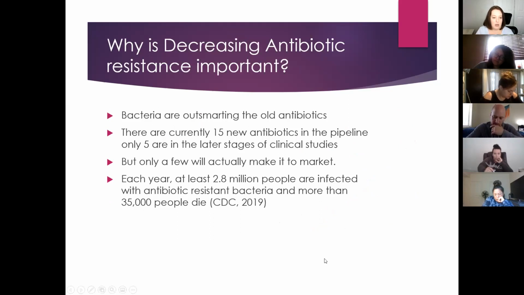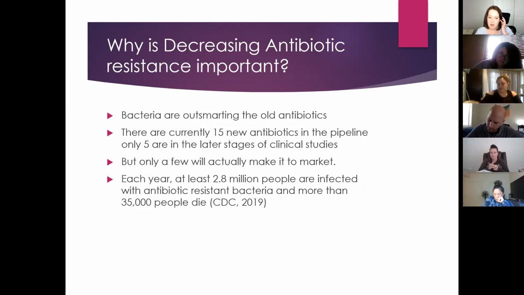So talking about sepsis and bacterial infections, we worry about antibiotic resistance because the bacteria are outsmarting us and the old antibiotics. So when a bacteria is introduced to an antibiotic, it starts to mutate. It starts to change its DNA so that those antibiotics no longer affect them or kill them.